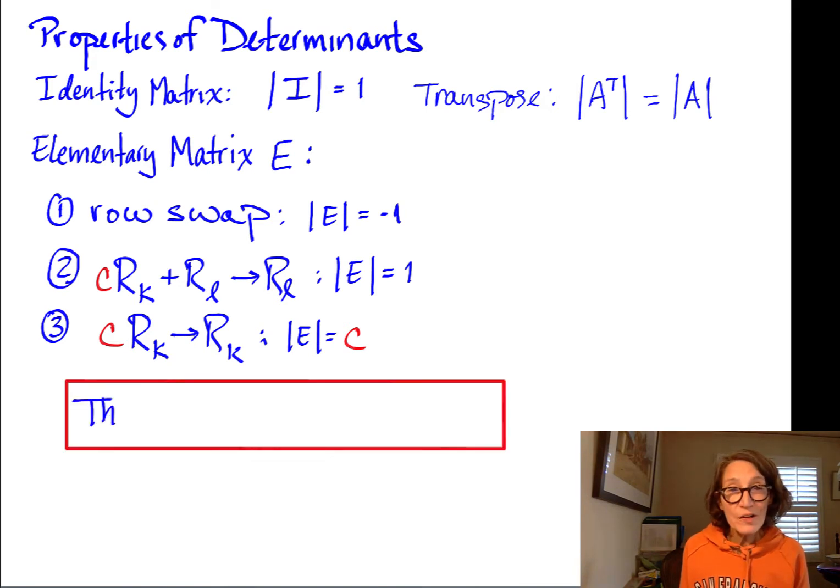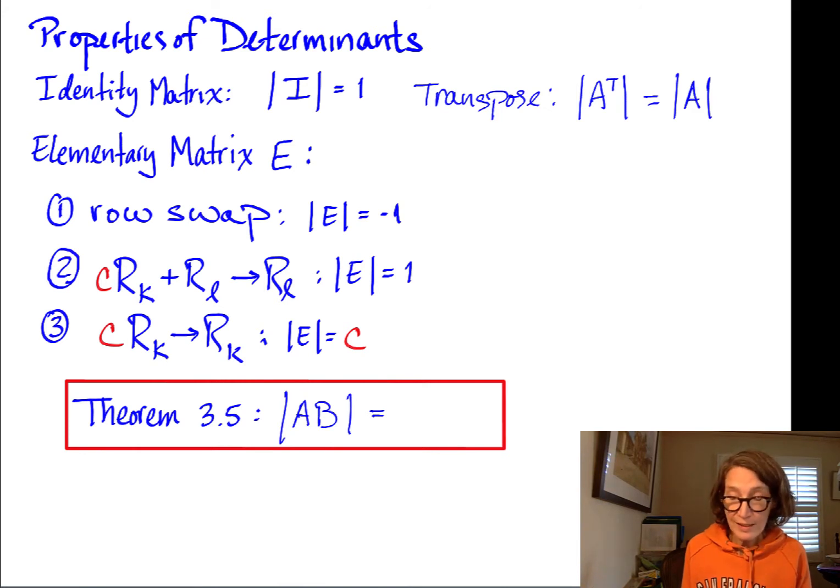All right, so we have our first major theorem about determinants. The determinant of a product of two matrices: based on what we know about elementary matrices and the determinants that we get, we can show that the determinant of the product of two matrices, A times B, as long as they're both square matrices, is the determinant of A times the determinant of B.